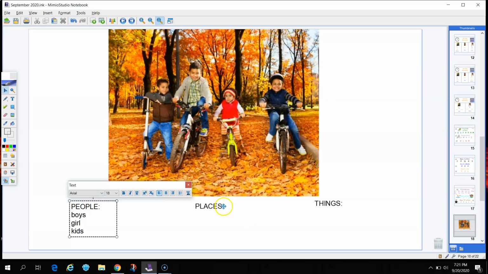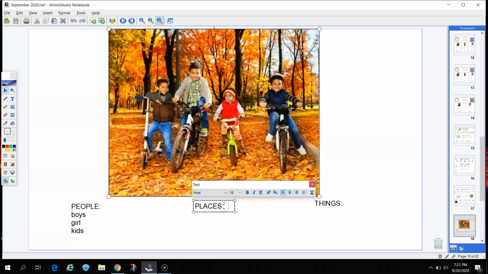All right, now let's talk about place. Where do you think they are? I think they're at the park. Do we know the name of the park? No, we don't know the name of the park. So we're just going to use a lowercase p right here.